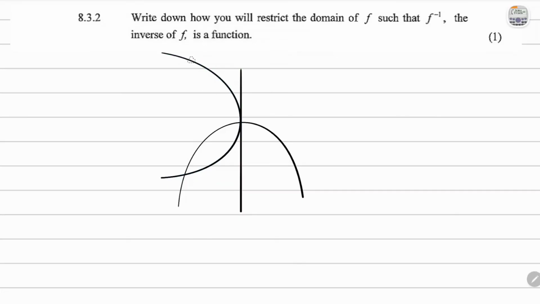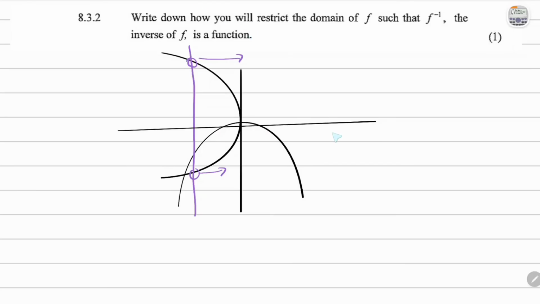Now, you see how that is a problem? This is no longer a function because it will not pass the vertical line test. It's not a function. Do you see how it cuts the graph at two places? It has two different y values for one particular x value. That is not a function.